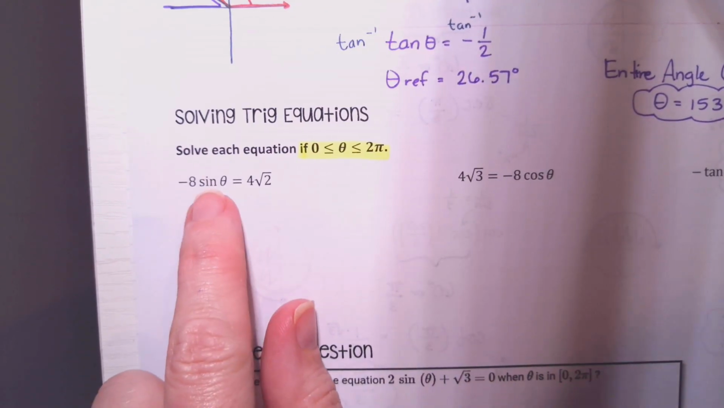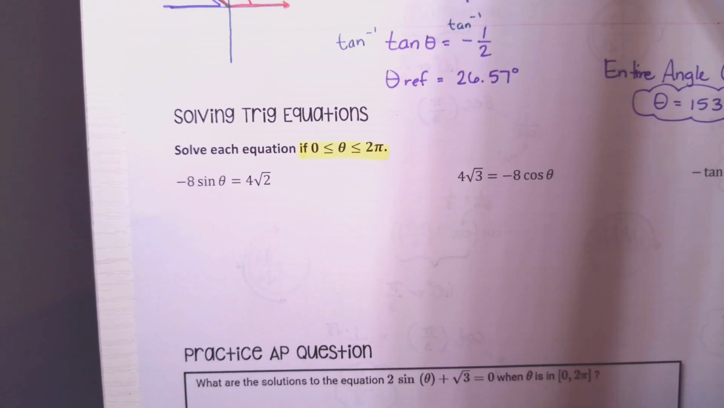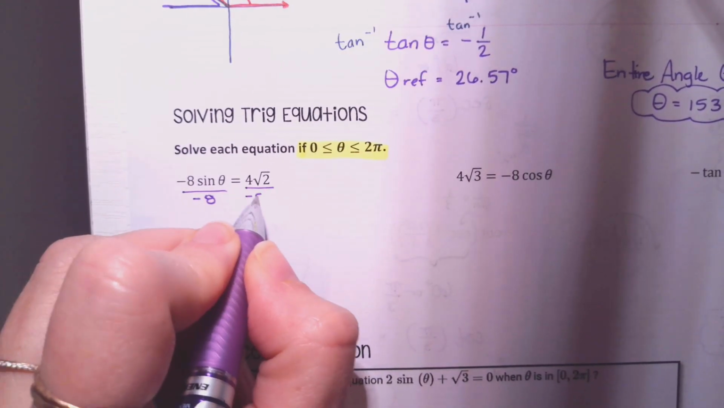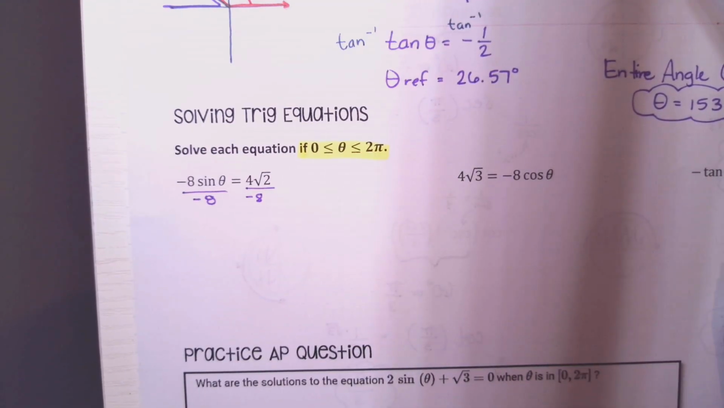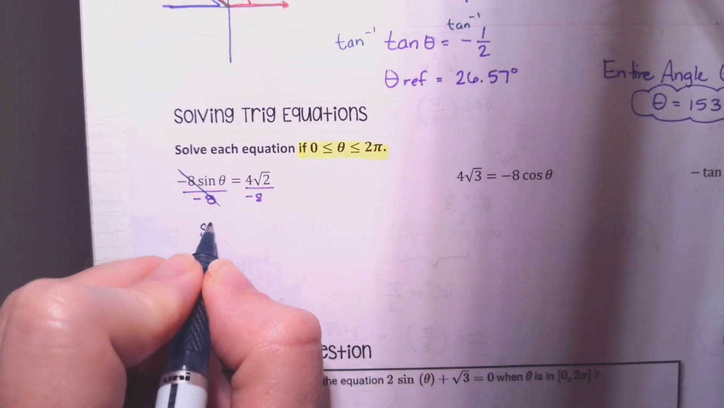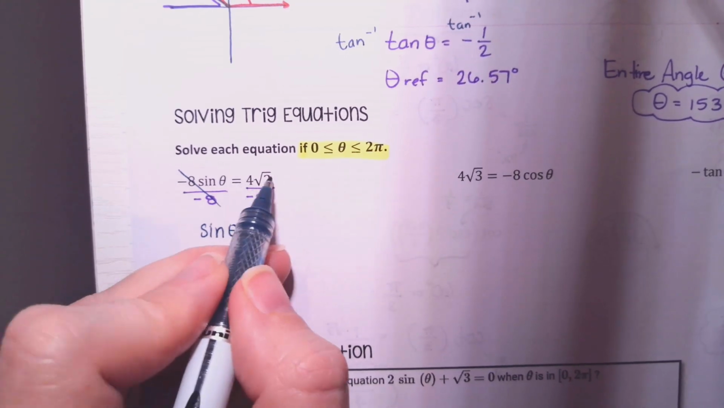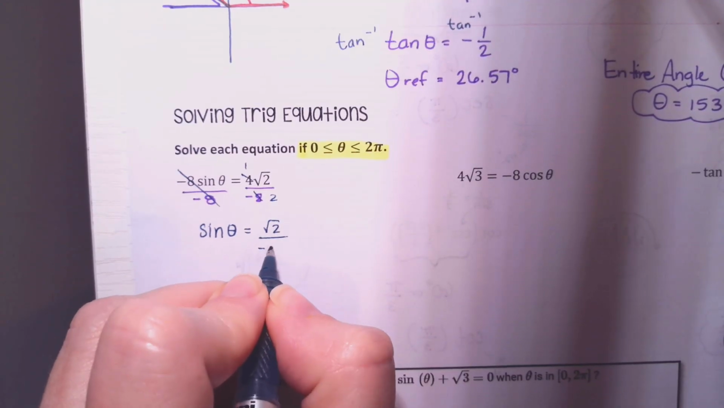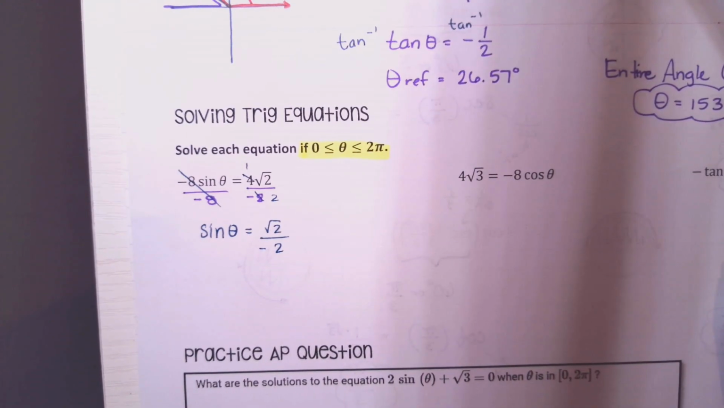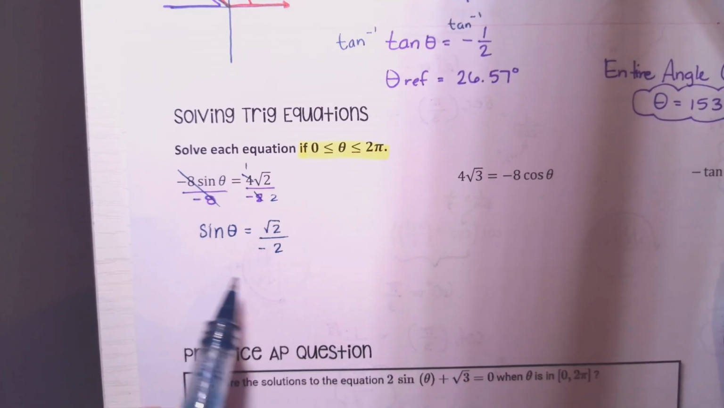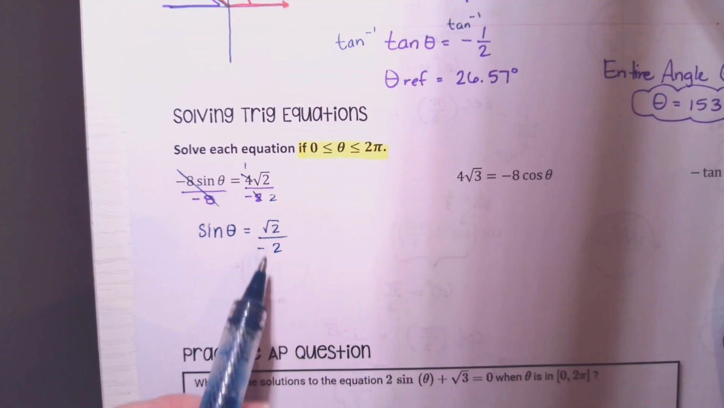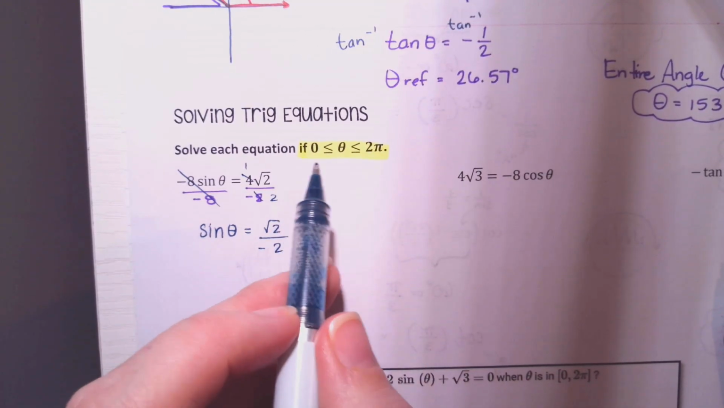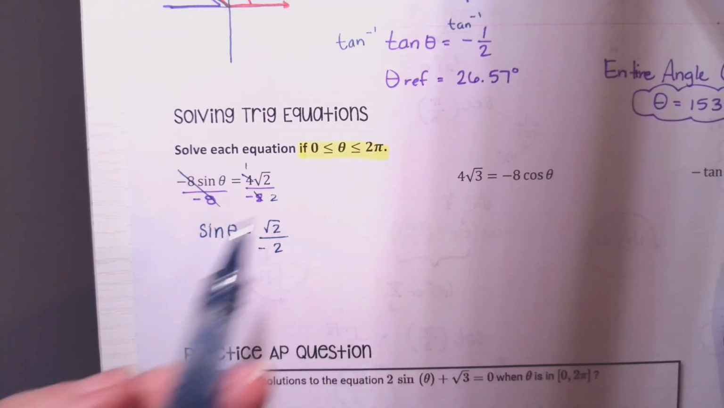So I'm going to start by isolating sine on here. To isolate sine, I'm just going to divide by -8 on both sides. That gives me sine of theta equals, this would reduce to √2 over -2. Okay, so now what we're going to do to find the actual angle, technically you could use inverse sine here. I don't want you to get confused about looking in the correct range, because we need to look in this part of the unit circle, which is basically the entire unit circle.